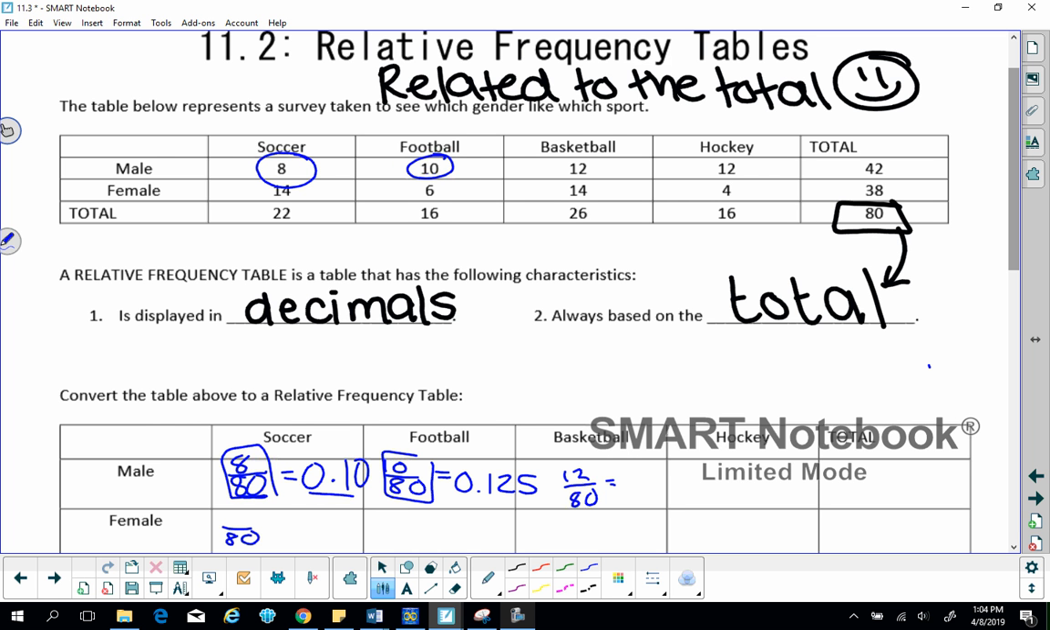I'm going to cold call you guys. No, the total, this number right here, this is your total. That's what it was. So it's always divided by the same number.